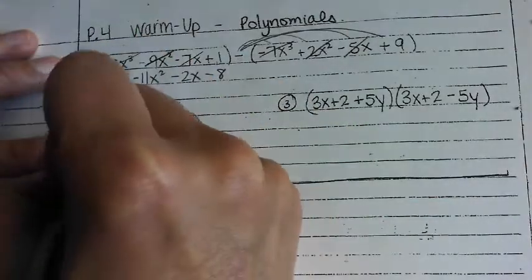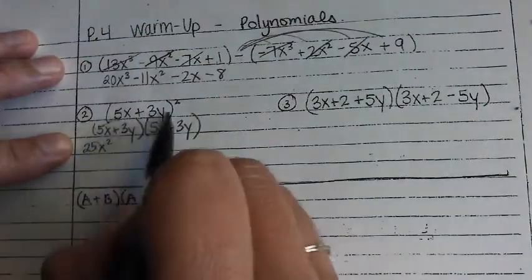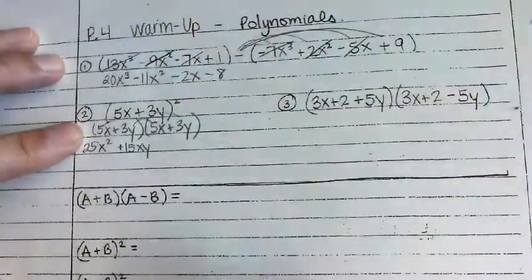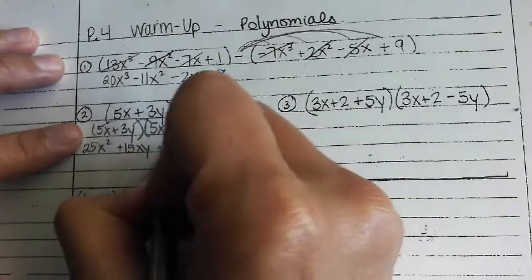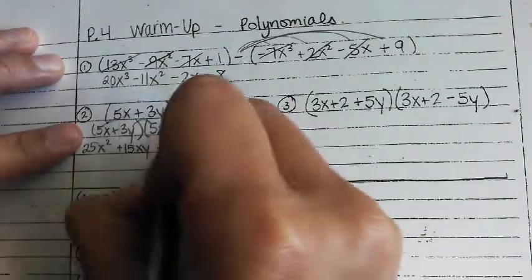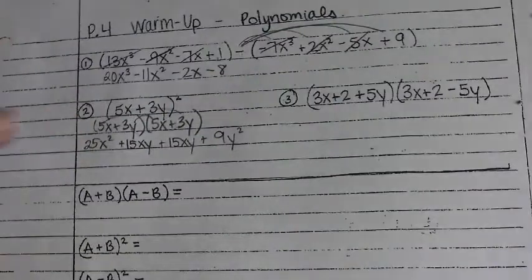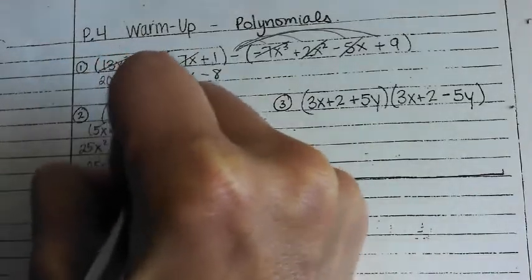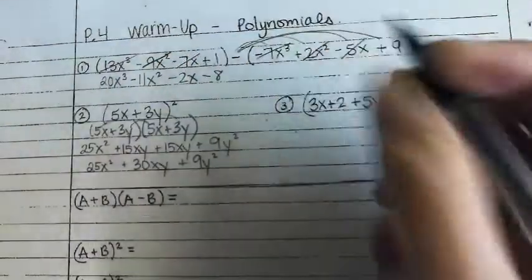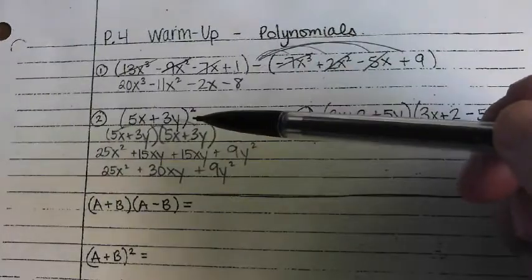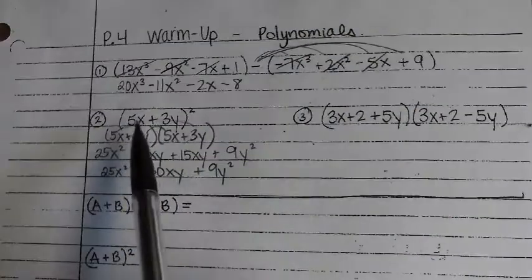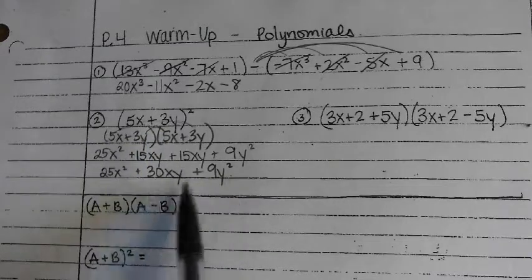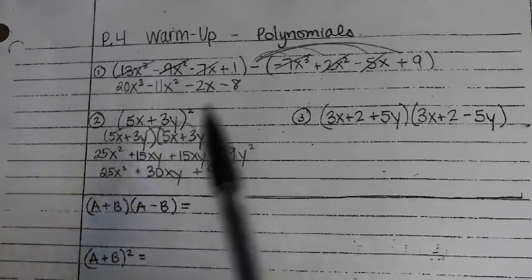5x times 5x is 25x squared. Your outer gives you 15xy. Your inner, 3y times 5x, gives you another 15xy. And then your last gives you 9y squared. And then, of course, you combine like terms. What not so careful students will do is just square this to get 25x squared, square this to get 9y squared, and so they always miss the middle term by doing that.